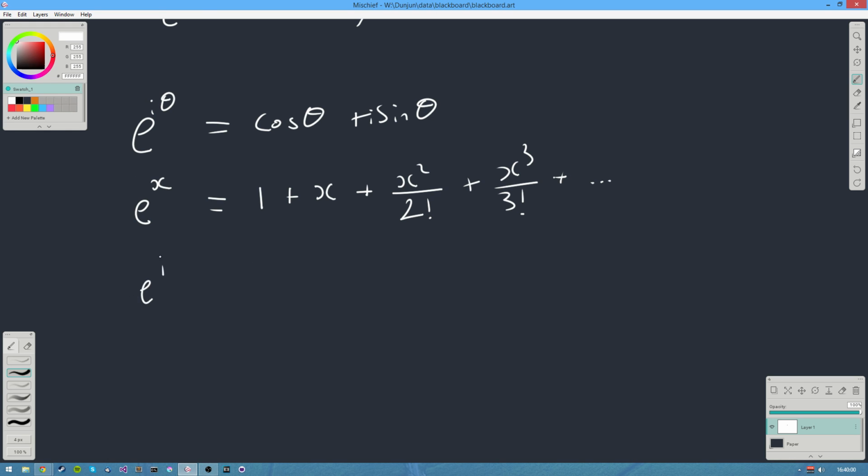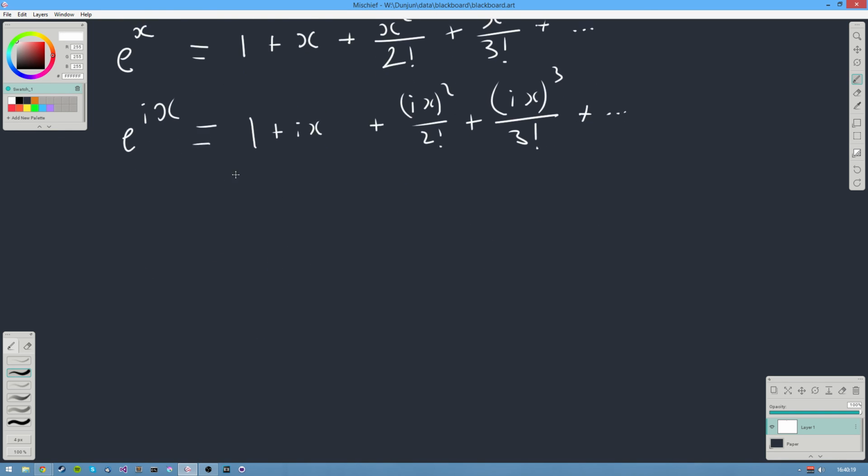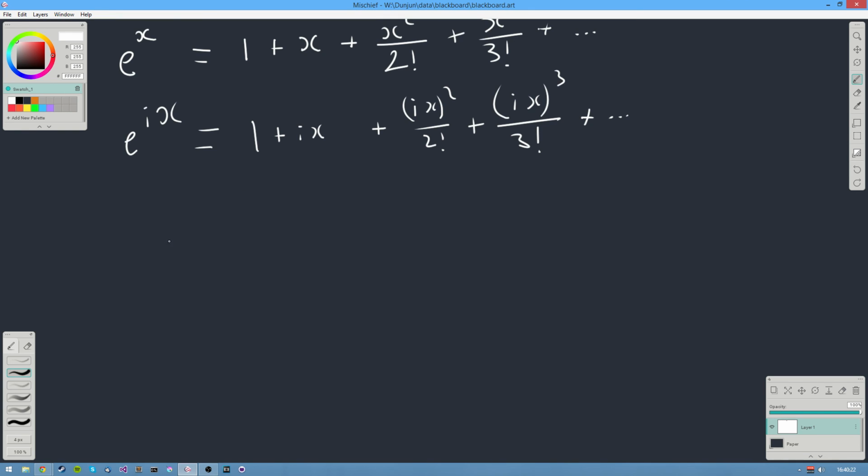Now if we put e to the i x in there, instead of the theta, what we get is 1 plus ix plus (ix) squared over 2 factorial plus (ix) cubed over 3 factorial plus dot dot dot. Yeah? That's one way of expressing it. Now if we expand this out, what we get is 1 plus ix, okay, plus negative x squared over 2 factorial minus ix cubed over 3 factorial plus dot dot dot, yeah?